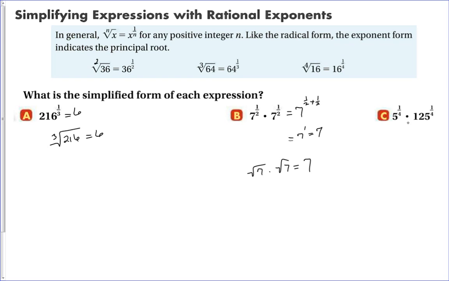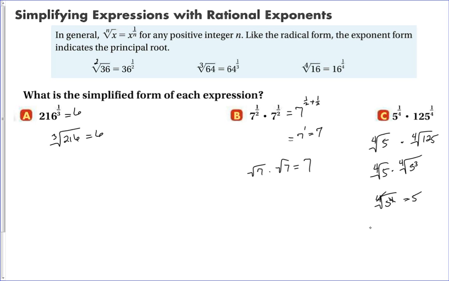Now this one here, we can also do one of two ways. We could make this the 4th root of 5 times the 4th root of 125. Alright, well, we know that 125 is simply 5 cubed, because 5 times 5 is 25, times another 5 is 125. So we can combine this way to get the 4th root of 5 to the 4th. The 4th root and the exponent cancel out, leaving you just 5.